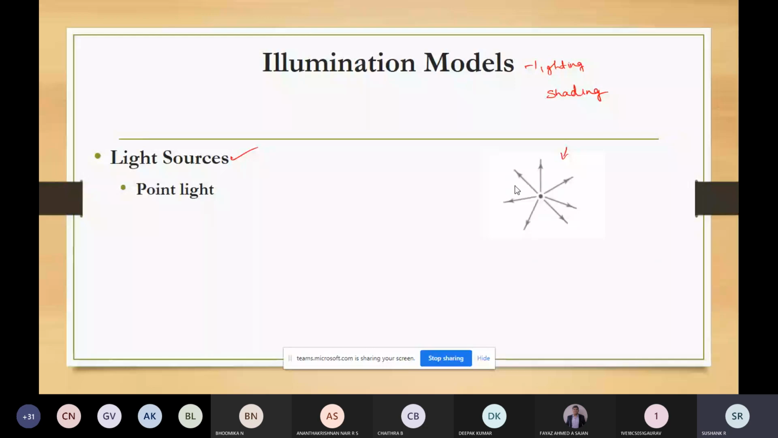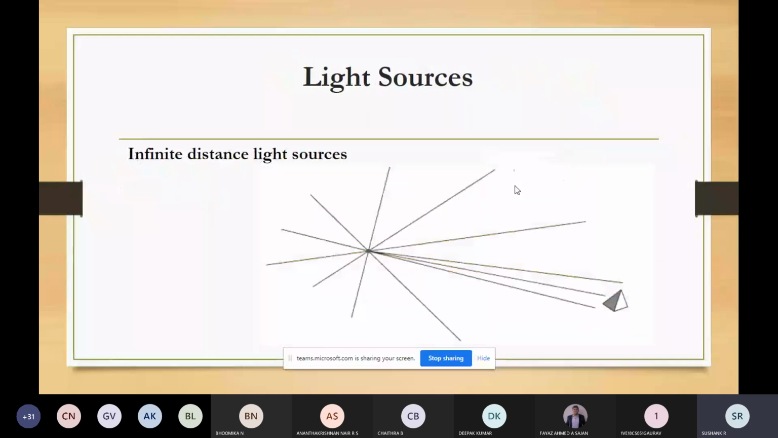So the next one is the infinite distance light source. You can take the sun as an example. It is at a far distance from the earth, and even then it is illuminating the earth.